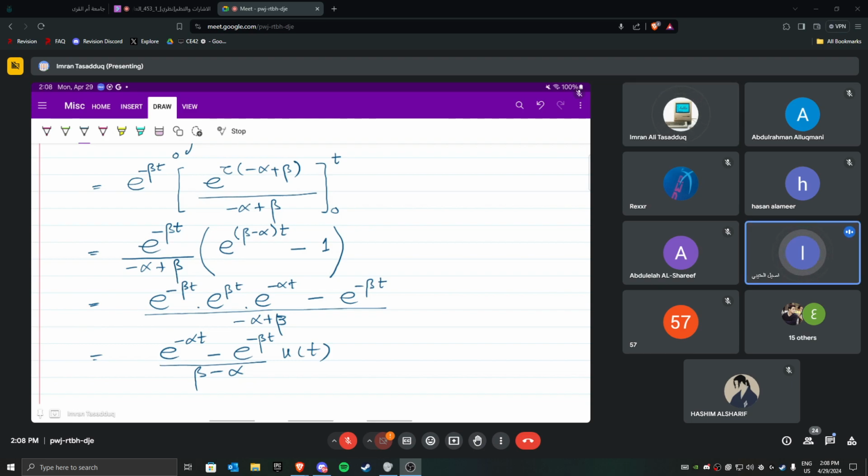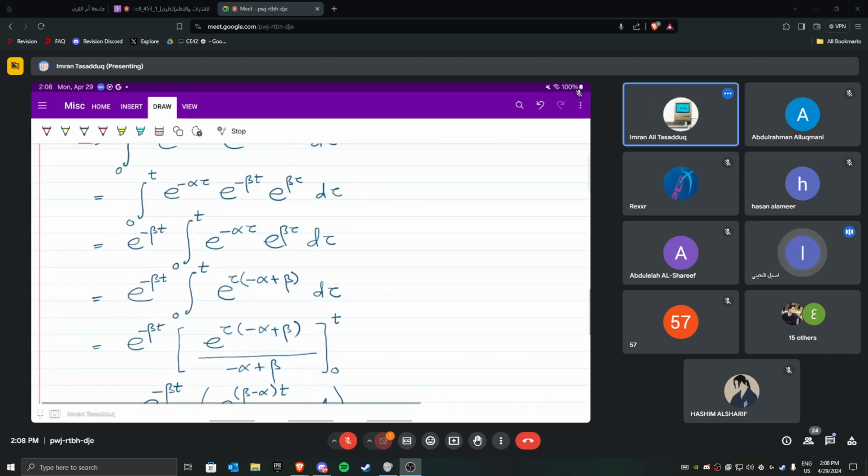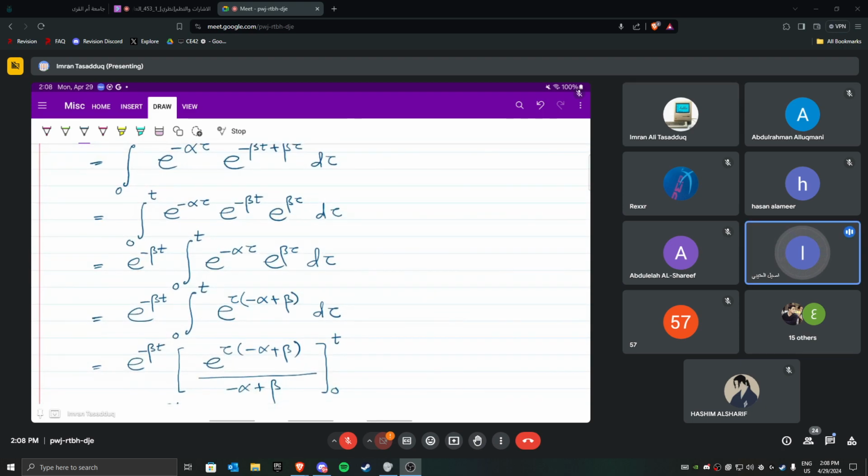I have a question, Doctor. Sure, go ahead. Yes, here. Why do you take tau common, and why don't you multiply it? No, I did not take tau common. I took t common. There are two variables. One is t and one is tau, right? So this guy, which I took common, this is t, and this is tau.